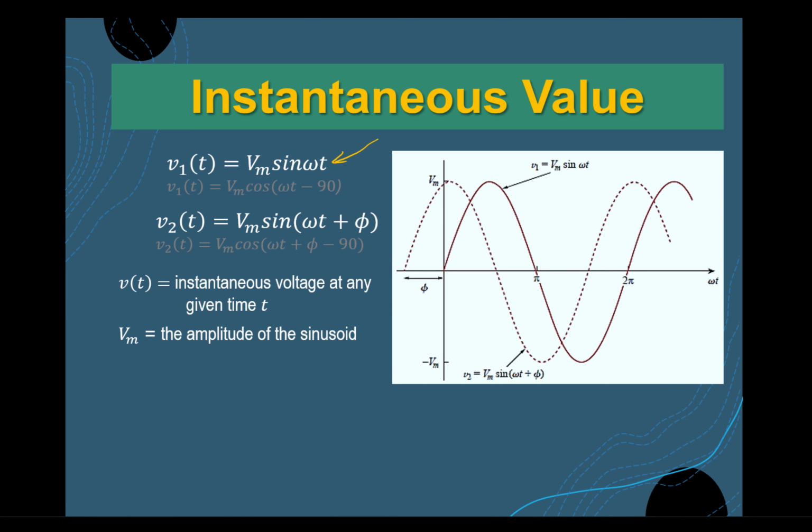Then we have the angular frequency ω in radians per second. This tells us how fast the cycle of the signal or sinusoid is. We can talk about this one later. And it is also called the argument of the sinusoid.